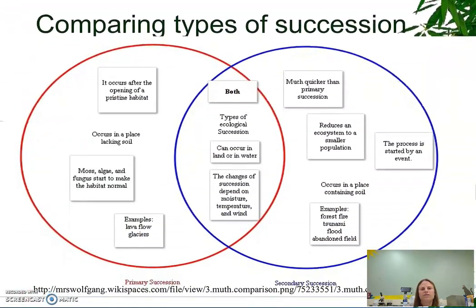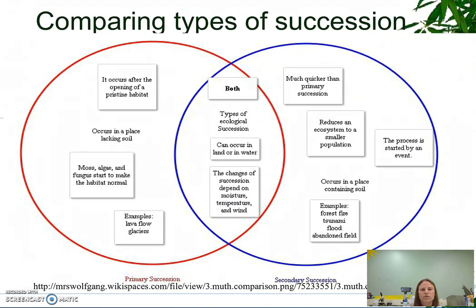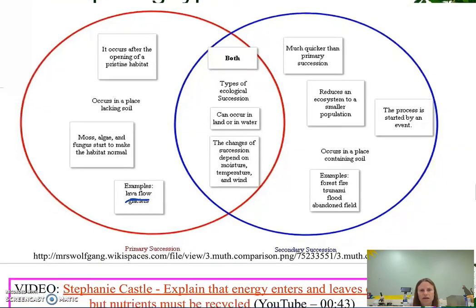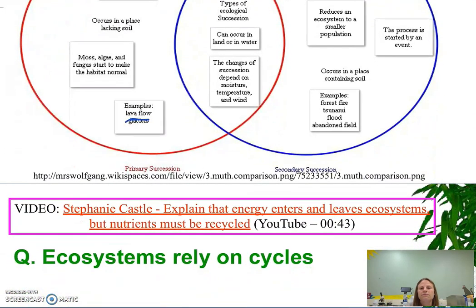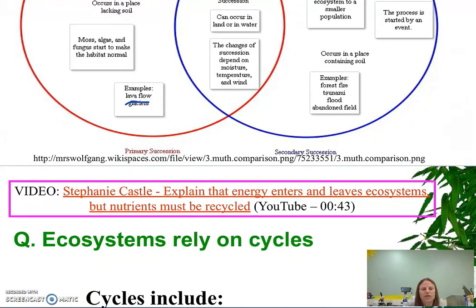So here's a nice Venn diagram comparing the two types of succession. Now you'll see that lava flow is over here in the primary succession Venn diagram. If that lava flow eliminates all of the soil, then yes, it would be primary succession. But more often than not, some type of soil is left behind, then it would be called secondary succession.